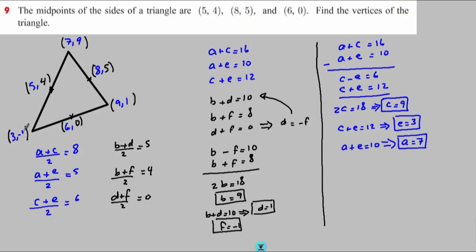And if we check very quickly, 9 plus 1 divided by 2 is 5. 7 plus 9 divided by 2 is 8. 1 minus 1 is 0. 9 plus 3 over 2 is 6. 7 plus 3 over 2 is 5. 9 minus 1 divided by 2 is 4. So we now have the coordinates of the vertices, and we could do that using algebra. We generated a set of simultaneous equations, and what's new about this question is that you have 3 simultaneous equations and 3 unknowns.